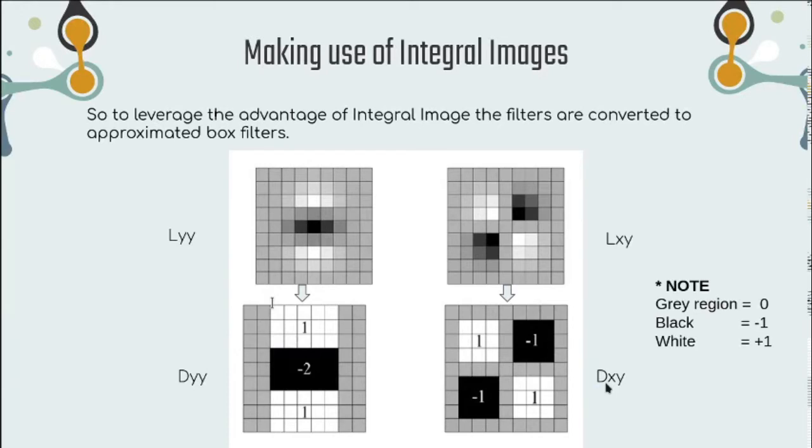As said before, we will be approximating the difference of Gaussian into simple filters, and these are nothing but Haar wavelet filters. The Haar wavelet response can be easily computed by the properties of integral images.